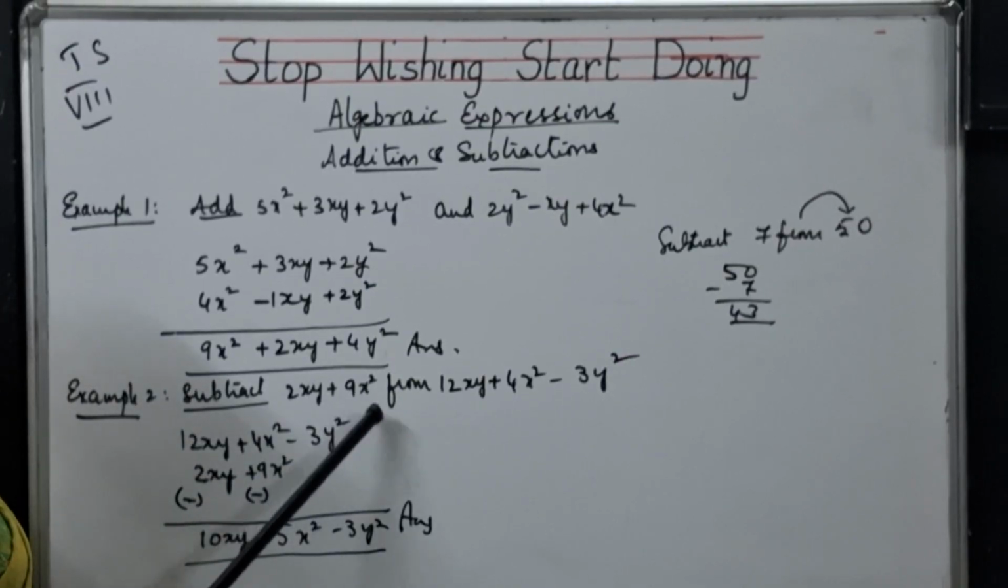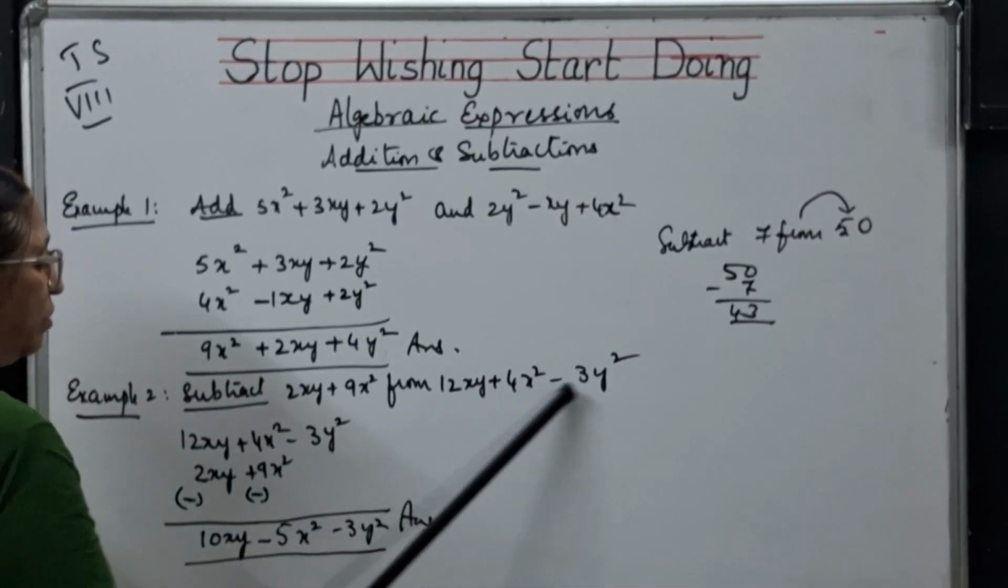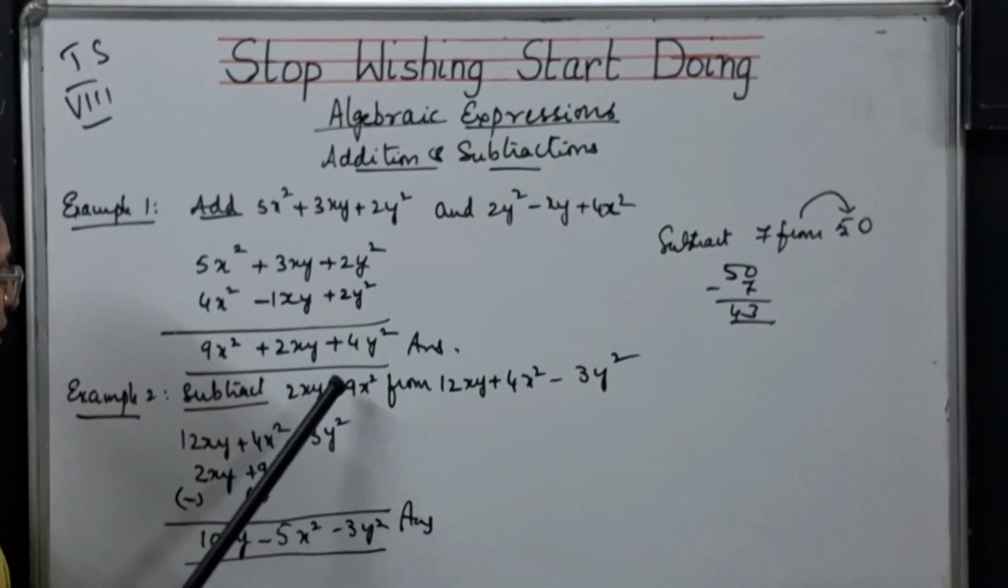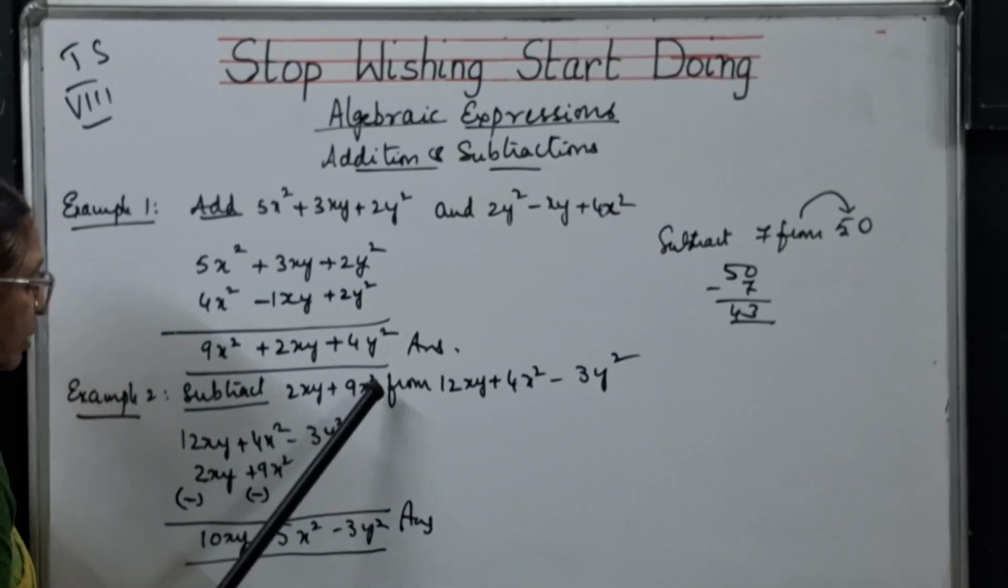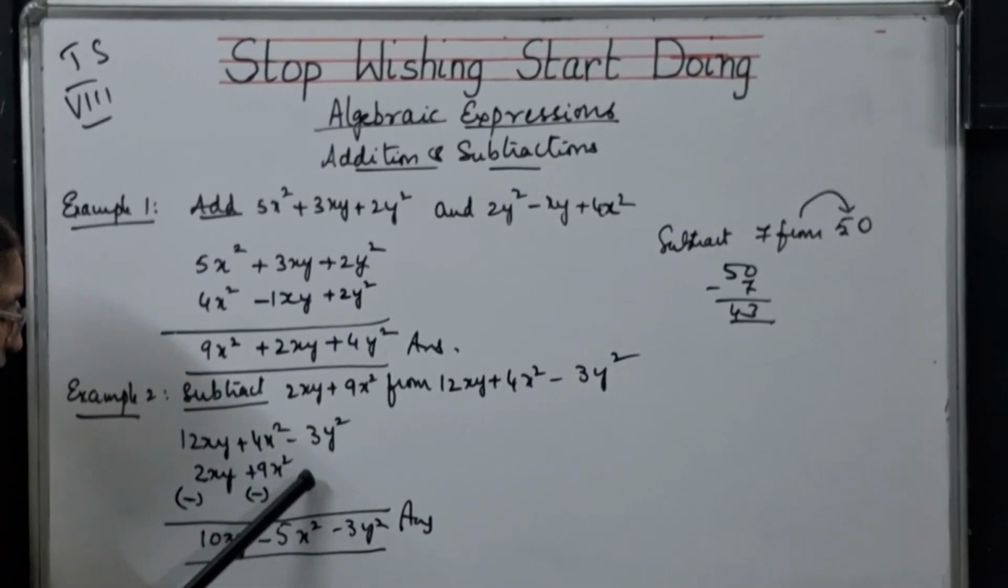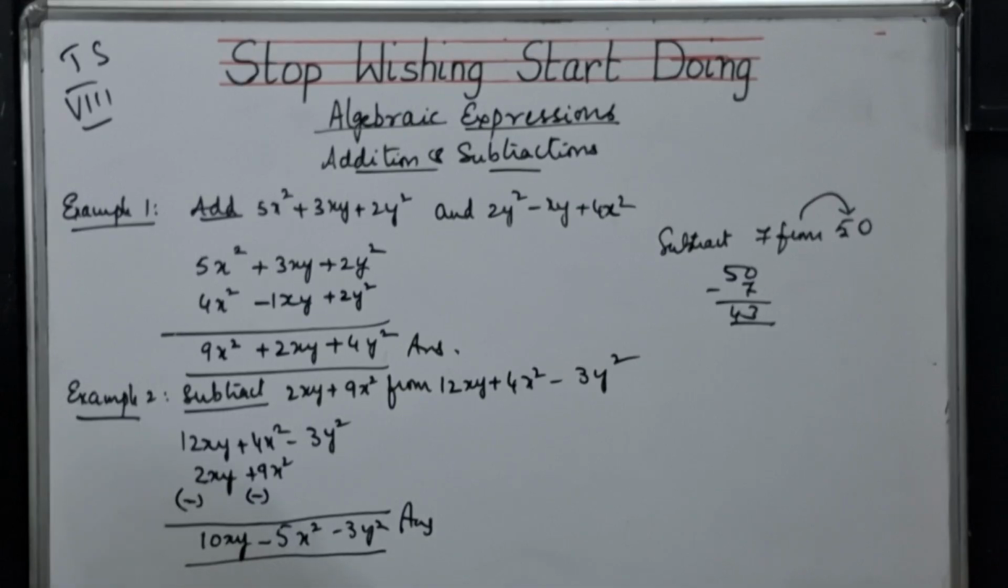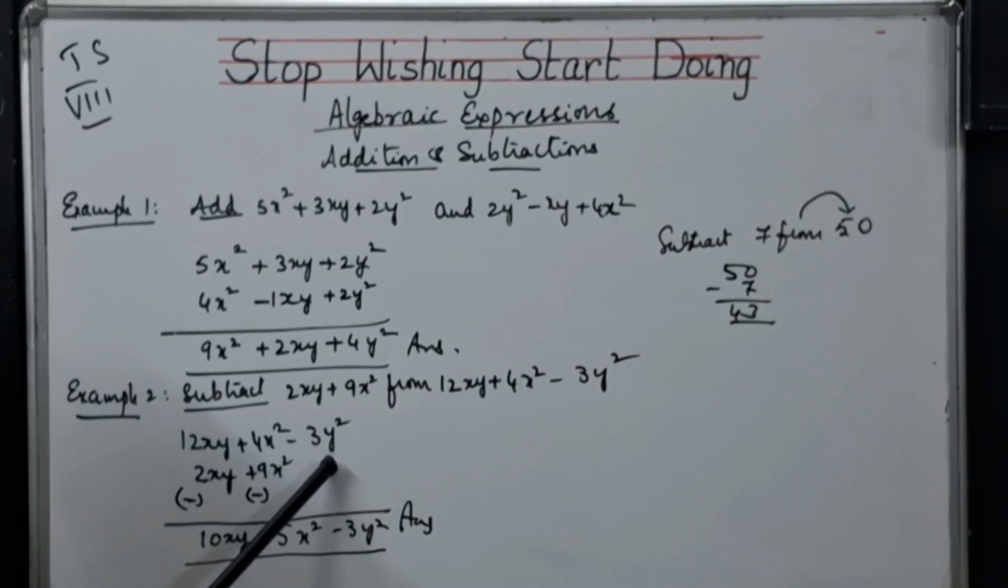2xy plus 9x square from, they said this. So the expression after "from" we write as it is. Then like terms together: 2xy I wrote here, plus 9x square I wrote here. Then leave a gap and draw a line so that you can change the signs of these two. Plus 2xy becomes minus 2xy, plus 9x square becomes minus 9x square. The top line will not change, only the bottom line. This plus becomes minus, this plus becomes minus.